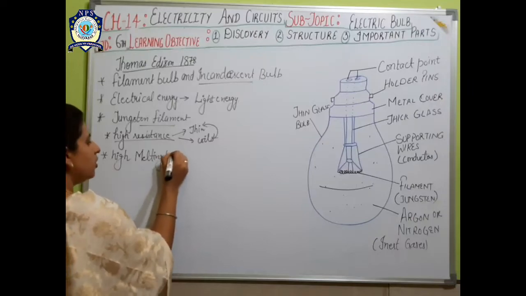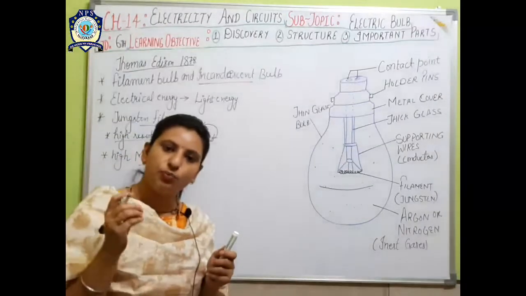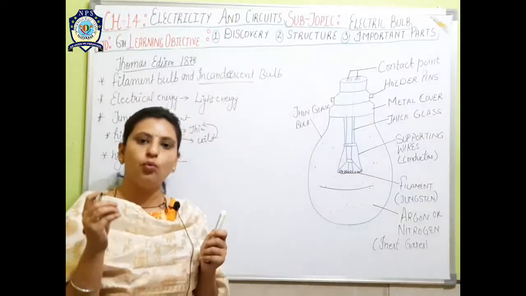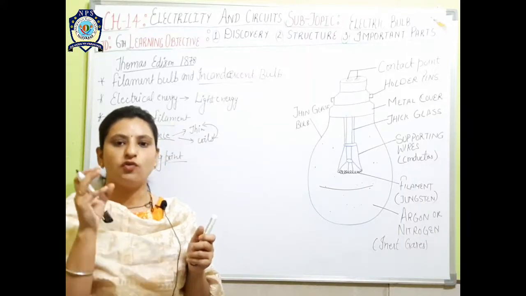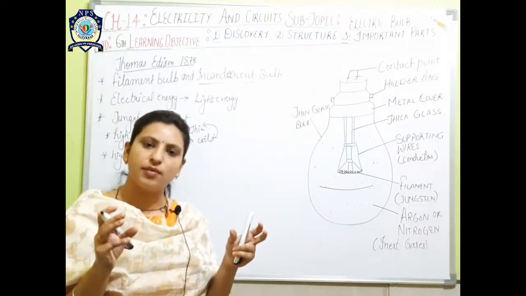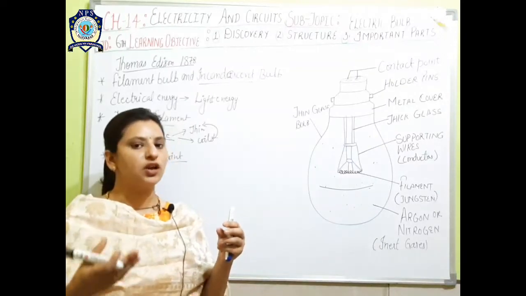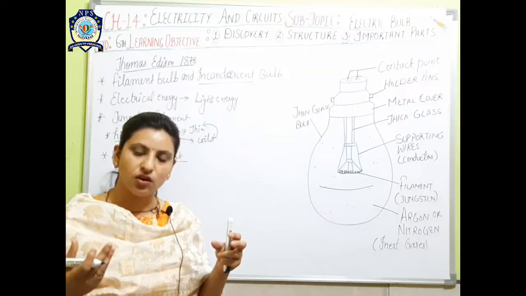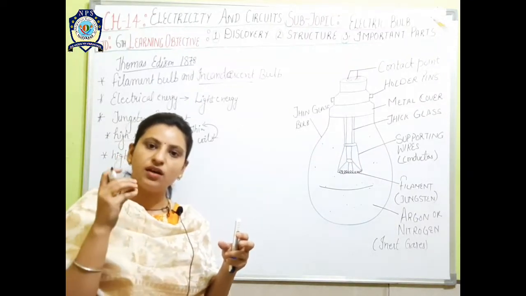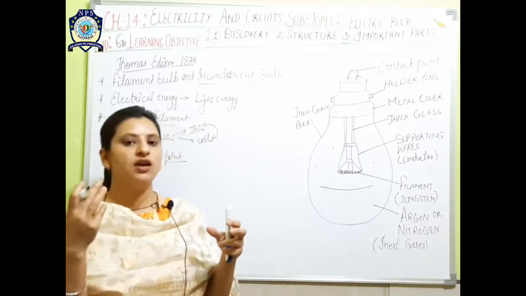Now what is this melting point? Melting point means the point which helps to melt the material and change its state from one form to another. For example, when we boil water, it changes from liquid to vapour, so it is vaporization. When we heat up ice, it starts melting, so it changes from solid to liquid.